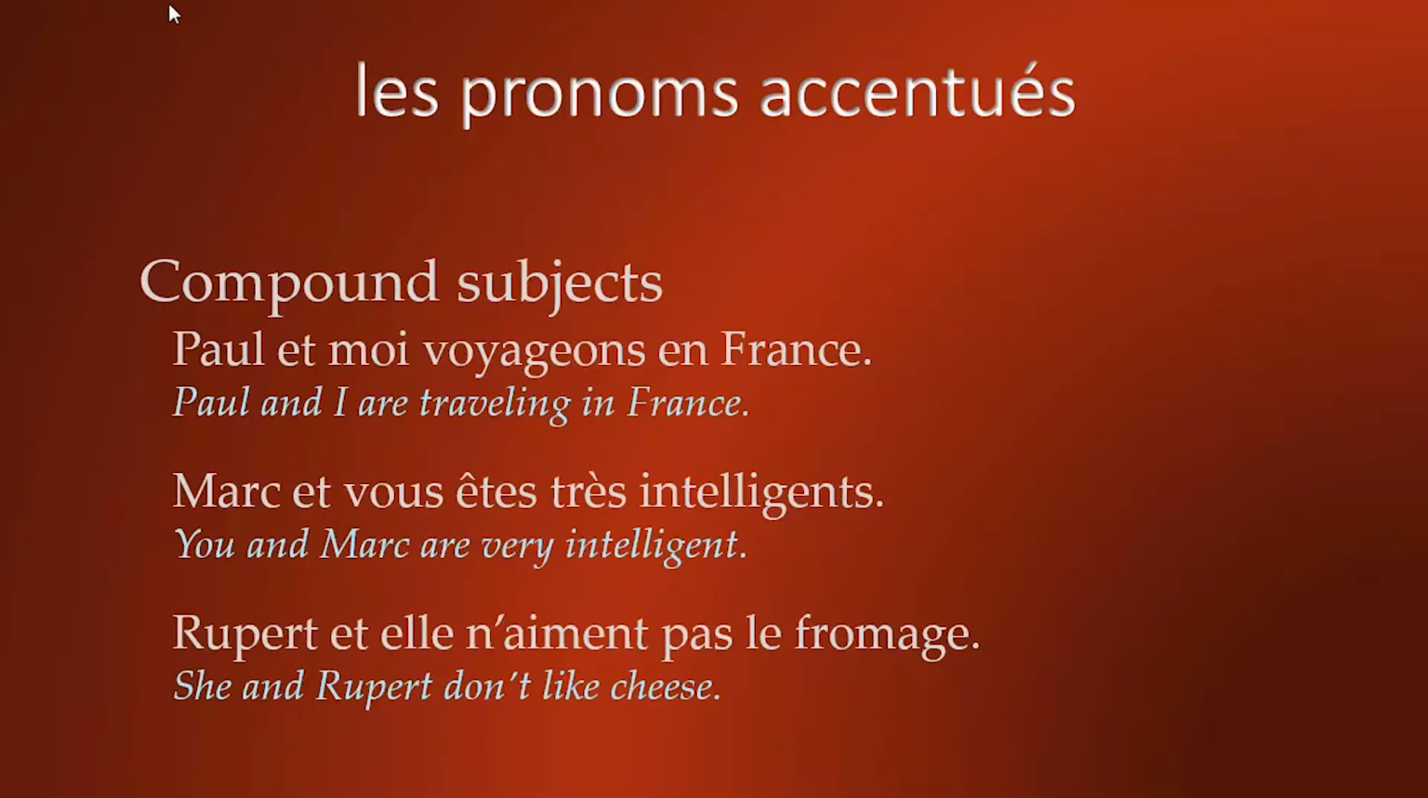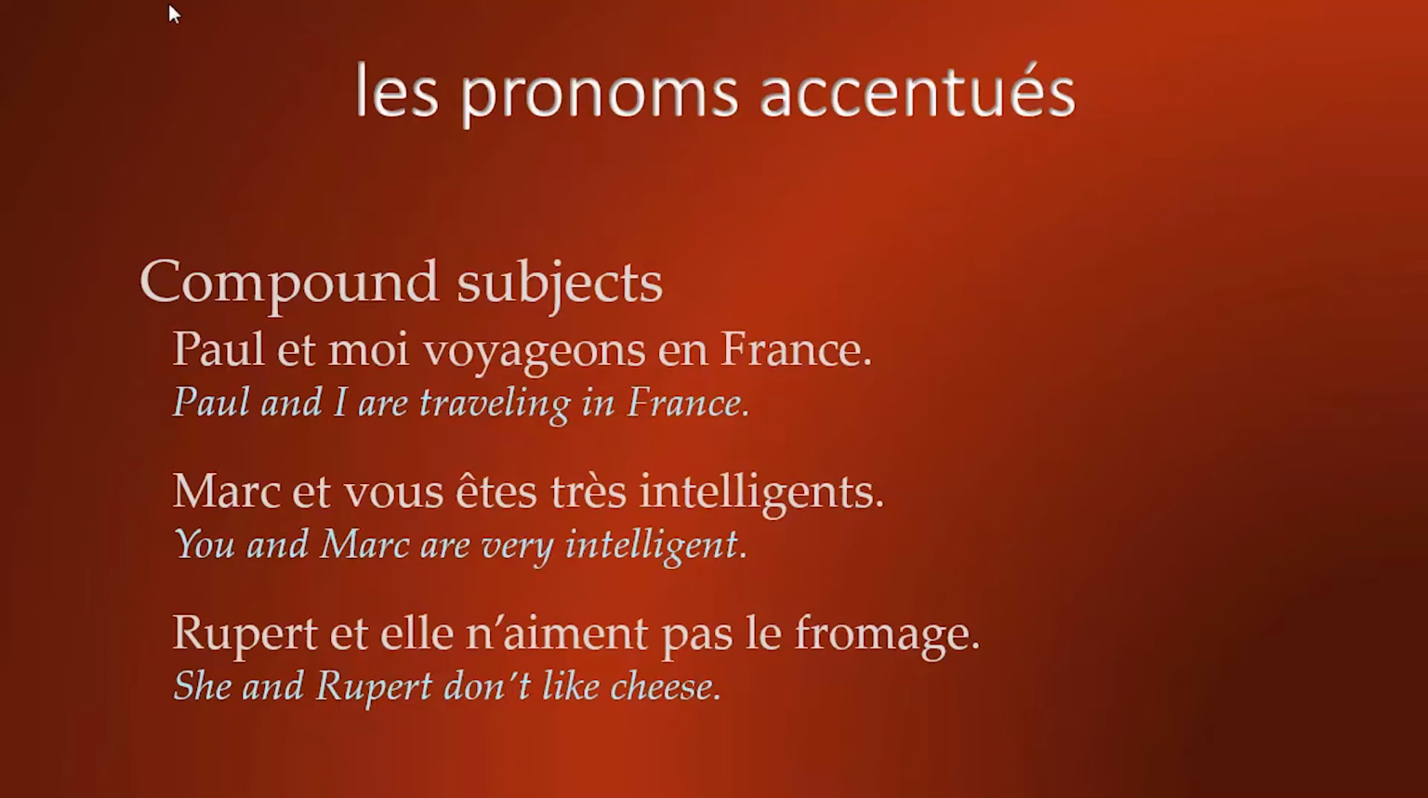The stressed pronouns are also used in compound subjects, when there is more than one person performing the action of the verb. Paul et moi voyageons en France. Paul and I are traveling in France. So who's traveling? Paul is traveling. I am traveling. And so you can combine them as you can in English. The difference is that in English we use the subject pronoun I. In French, in this situation, you use the stressed pronoun moi. Paul et moi voyageons en France. And this is 100% grammatically correct.